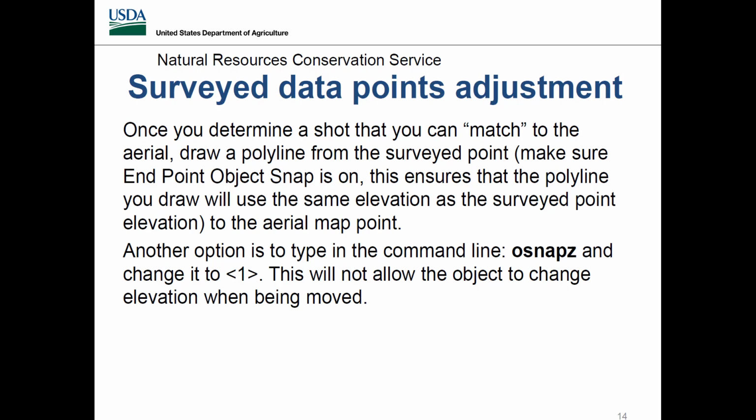So once you determine a shot that you can match to the aerial, draw a polyline from the surveyed point. Make sure the endpoint object snap is on. This ensures that the polyline you will draw will be the same elevation as the survey point elevation to the aerial map point. Another option is to type in the command line osnapz and change it from 0 to 1. This will not allow the object to change elevation when being moved.